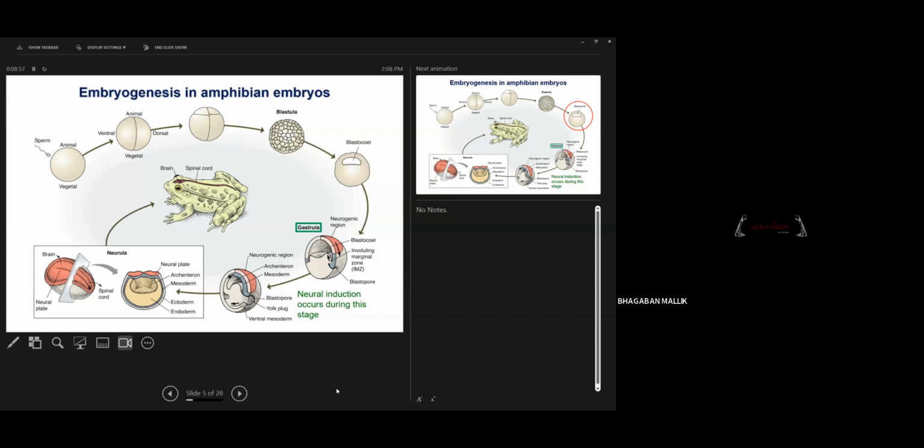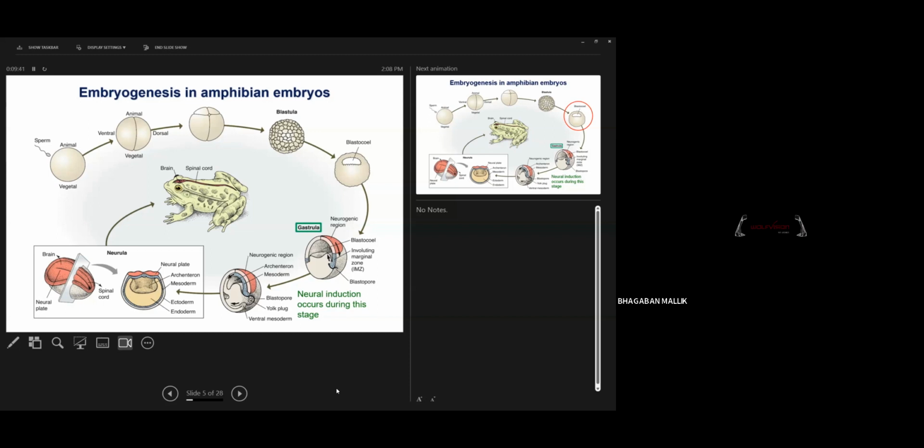So from the blastocoel developing to the gastrula, this is called the gastrulation phase, where, as I talked about, neural induction happens. You have specific cells present in this gastrulation stage called the involuting marginal zone. These are present near the blastopore. There is a specific pore called the blastopore, and those cells invaginate inside the embryo to develop into different layers of tissue. Mostly it forms the mesoderm during development.